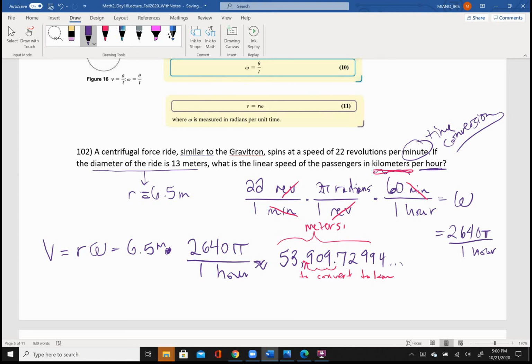They didn't specify what place value we would round to. This is just when I checked my answer in the back of the book, that's what they had done. So apparently that's the convention. How would you know that? I'm not sure. In the homework, they will always give you a decimal place to round to. So if I'm rounding to the nearest tenth of a kilometer, it'll be 53.9 kilometers per hour.